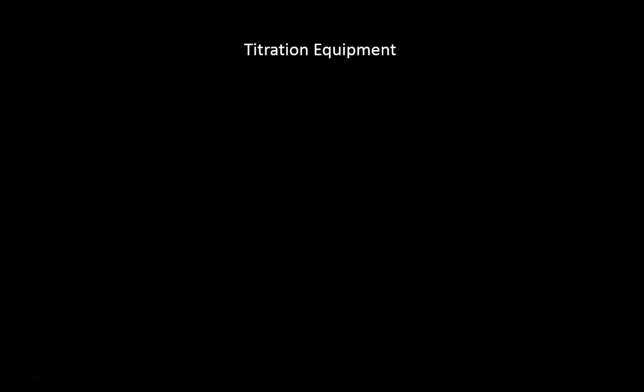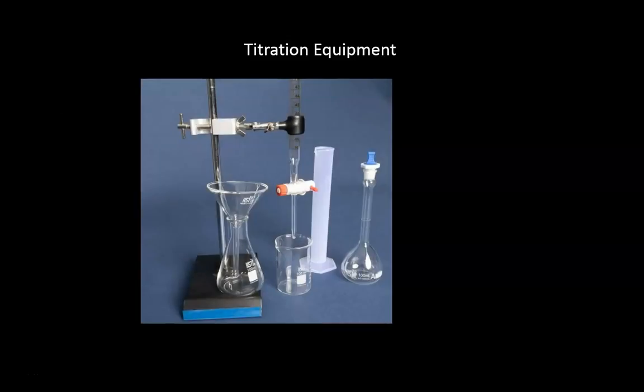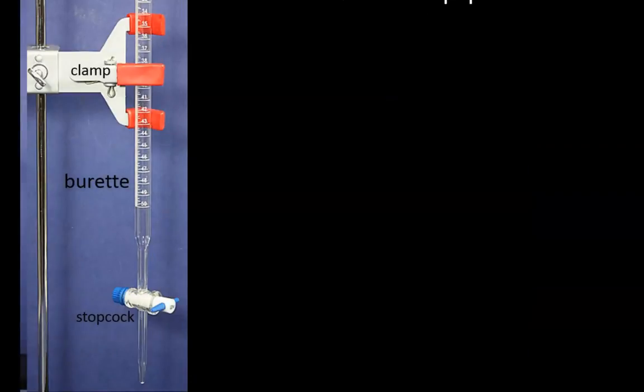Some of the equipment or apparatus is shown here. I'll introduce the major pieces, not all of these, one at a time. First is the burette. It has gradations on it that allow you to measure quite accurately up to 50 milliliters of solution. It's held in place by a clamp, also called a burette clamp. The bottom part is called a stopcock or a tap.